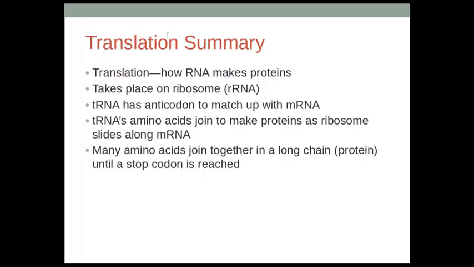Just right here, it's a summary. Transcription: the mRNA goes into the nucleus, reads the DNA, and decodes it. Translation is where we actually make the proteins. So that's RNA making proteins. It takes place at the ribosome. The tRNA matches up complementary with the mRNA and brings down the corresponding amino acid and makes the amino acid chain to make the protein.